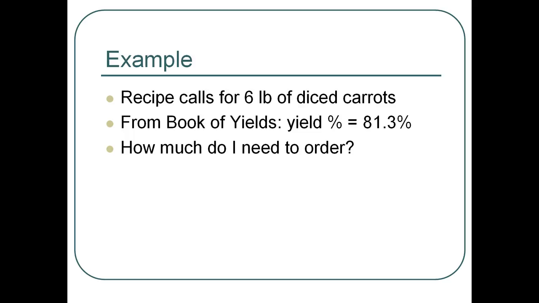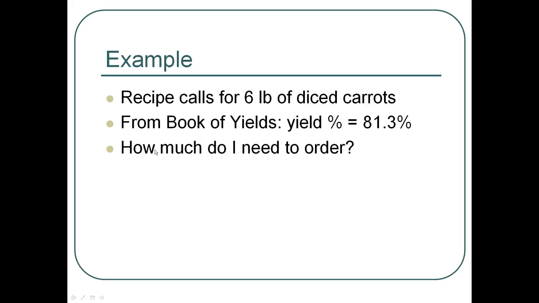Okay, here's a little example. Our recipe calls for 6 pounds of diced carrots. So we're looking at our recipe and it says 6 pounds carrots, comma, diced. I'm going to look at that and go, okay, it's diced carrots, so it's going to have to be an EP. So we've already peeled the carrots, cut the root off, probably cut the little top piece off of the carrot, and then diced it up. So that means it's an EP.